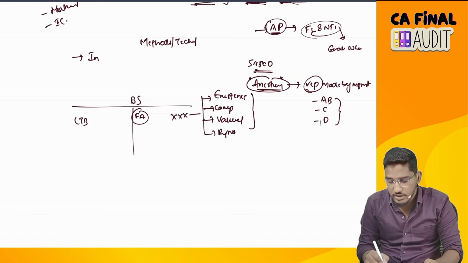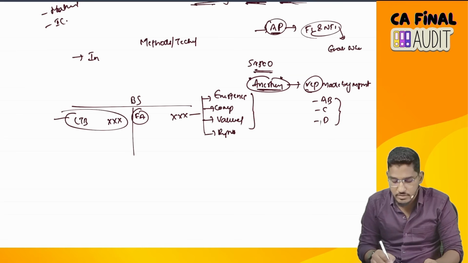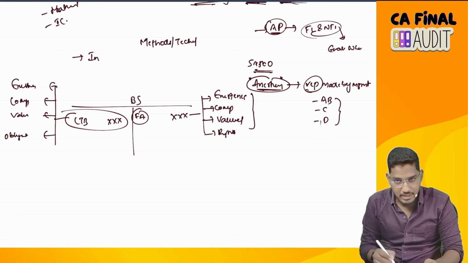Similarly, take any long-term borrowing that they have shown in the balance sheet. By showing that long-term borrowing, here also they are making various representations: that these liabilities are in existence, they have completely recorded the liabilities, they have valued those liabilities properly, and they have an obligation to pay the amount of that liability.